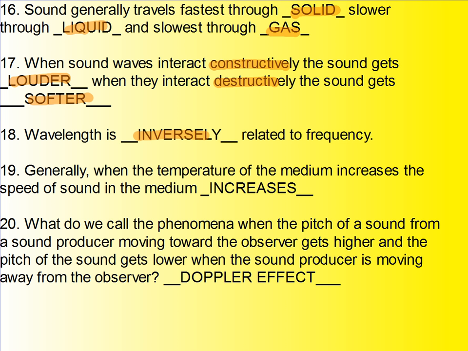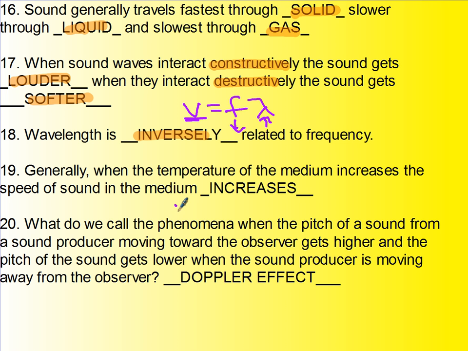Now, wavelength is inversely proportional to frequency. V equals f lambda. The speed does not change. It depends only on the medium. So if the wavelength increases, the frequency has to decrease. That's what inversely means.